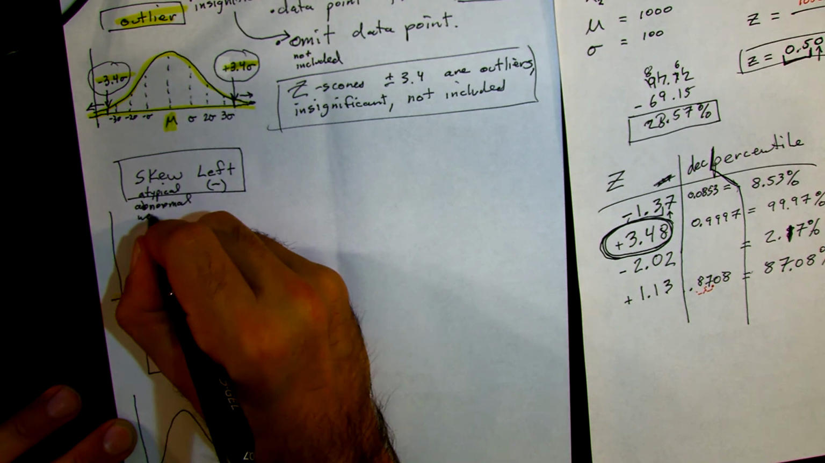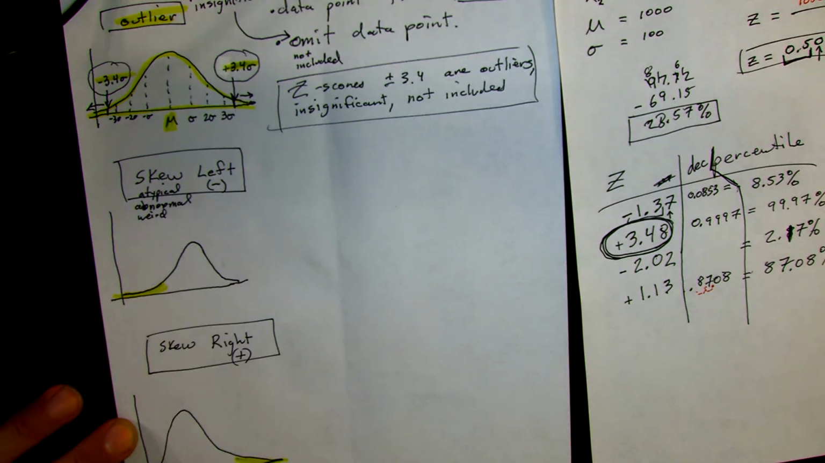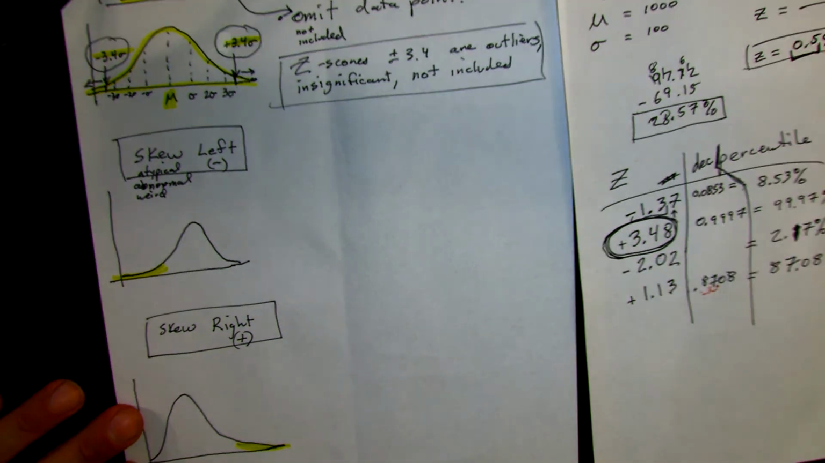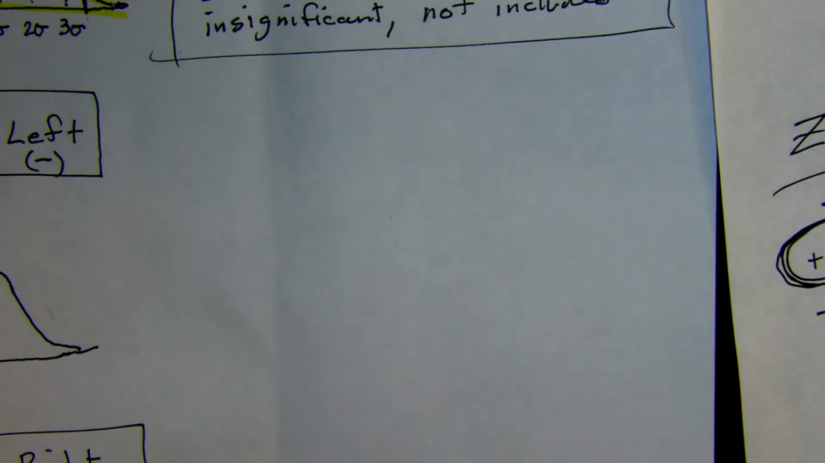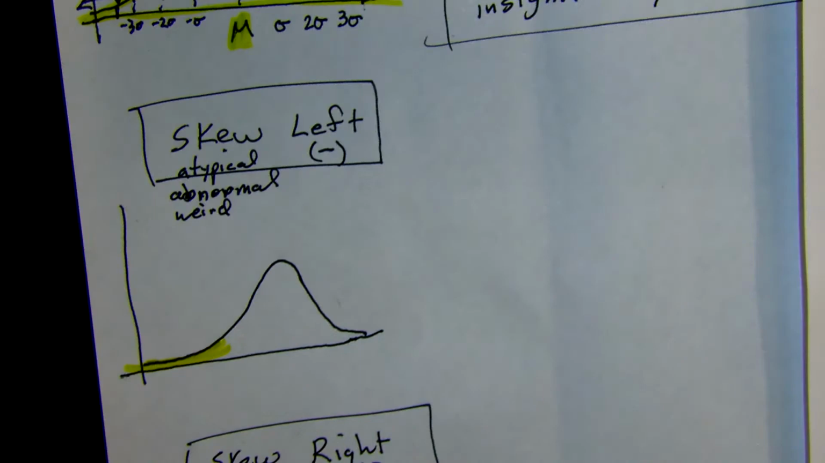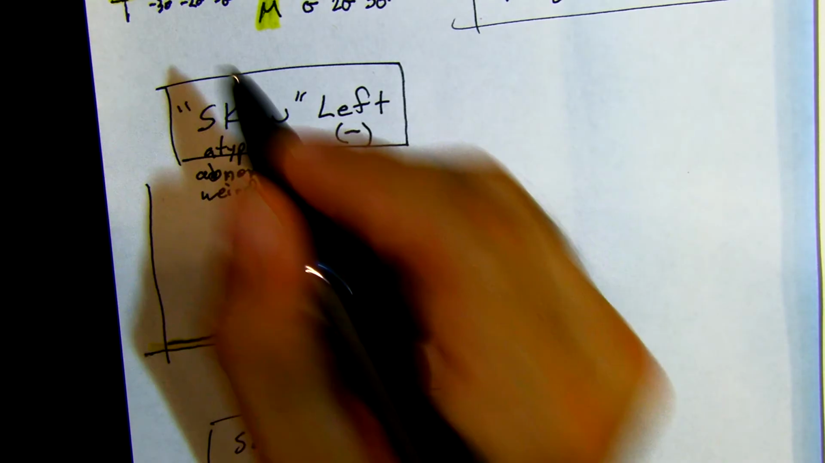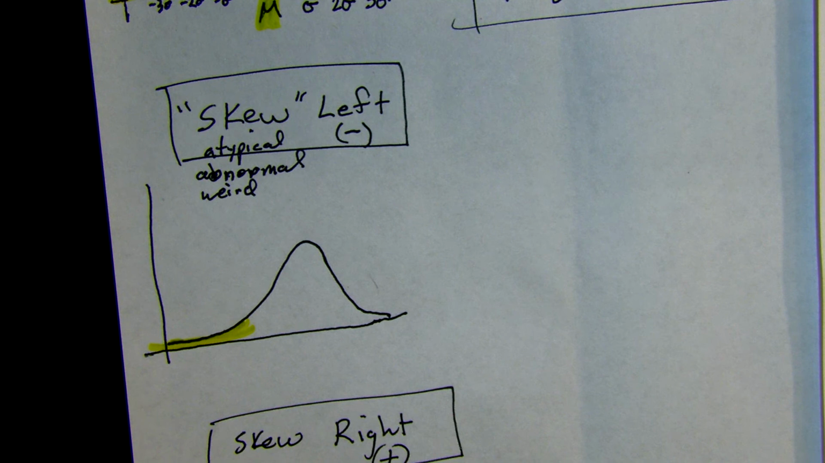Right? It's weird. It doesn't look like a regular normal curve. Okay. And yes, sir. I can't read it. Oh well, that's because of my writing. I was saying that it's atypical, it's abnormal, it's weird, right? That's what the word skew means. I was just trying to give a bunch of different words for it. Okay, that's it. So this is it.